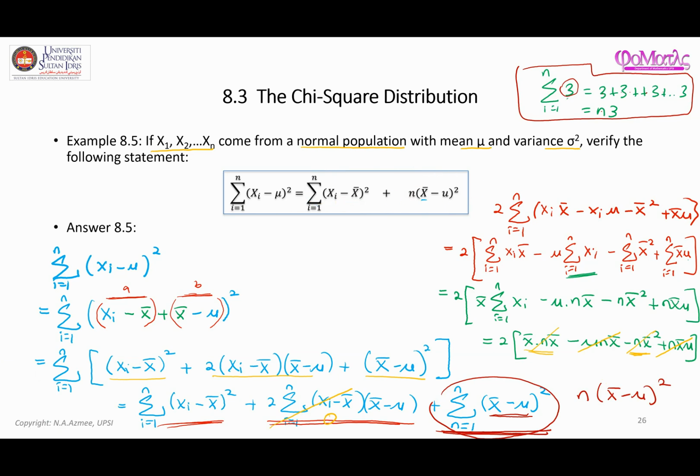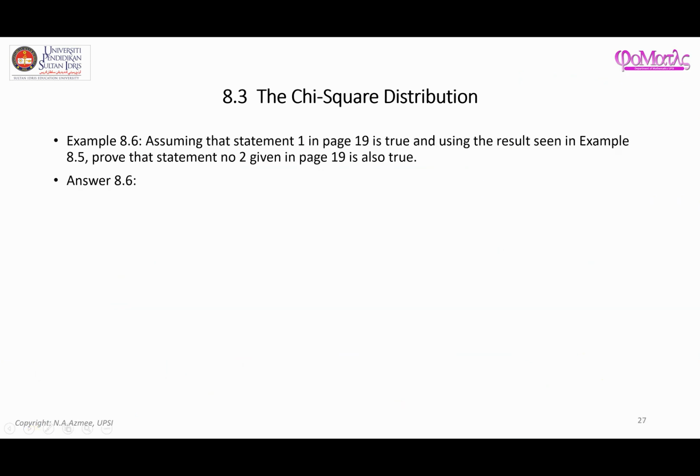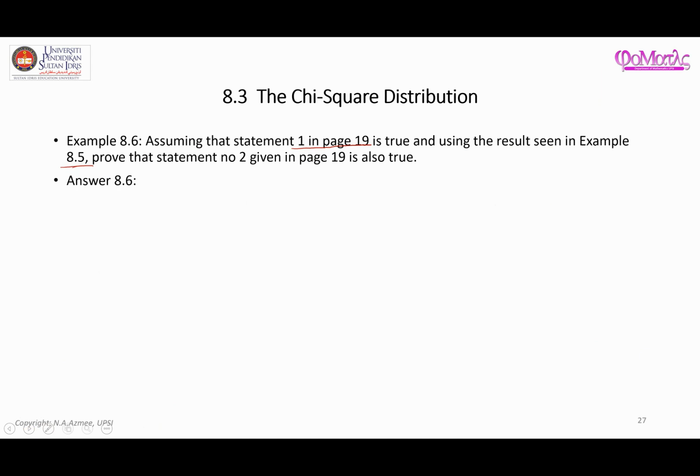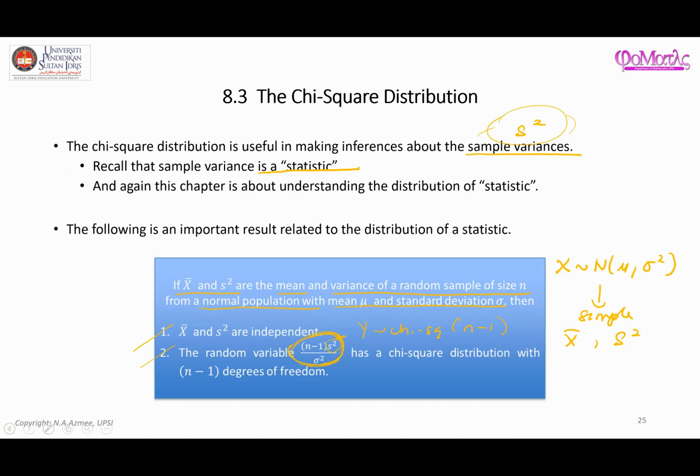Next, let's move on to this last slide. Assuming that statement 1 in page 19 is true, and using the result seen in example 8.5, we're going to prove that statement number 2 given in page 19 is also true. This one is related to this statement here. We're going to assume this is true, and now we're going to prove that this is true. So we're going to prove the second statement.